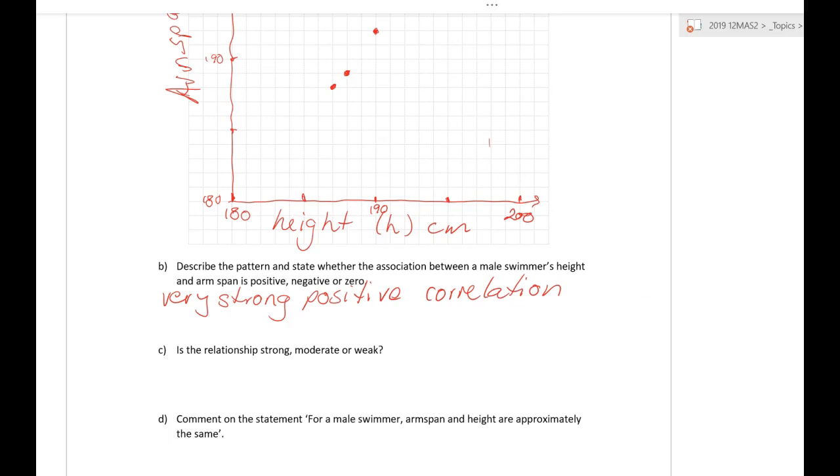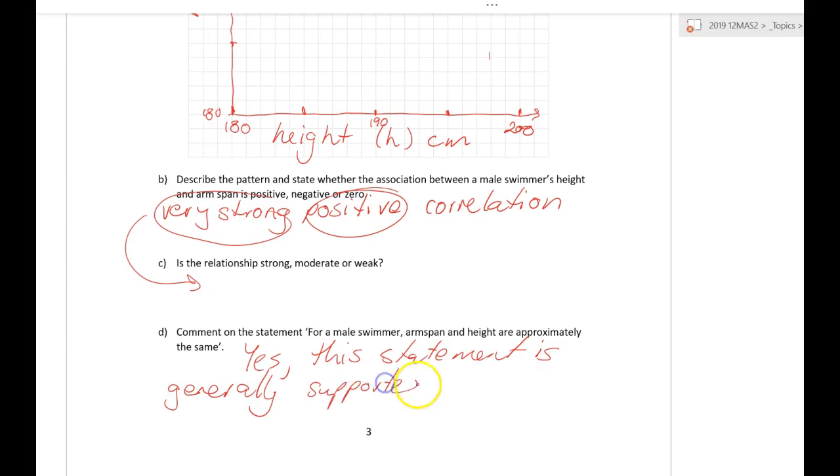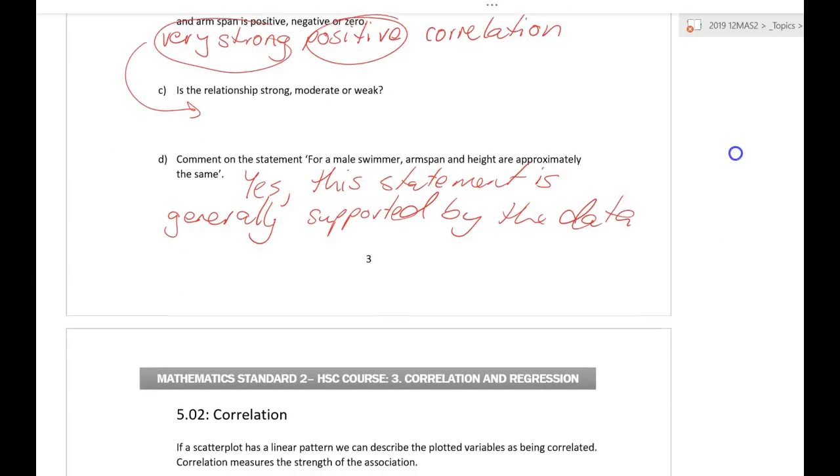Is the relationship strong, moderate, or weak? Oh, sorry. Well, this is positive. I would say it's very strong. Should read the questions that I wrote before I answer them. But anyway, comment on the statement. For a male swimmer, arm span and height are approximately the same. Yes. This statement is supported generally by the data. That'll do. Not a great answer, but frankly, not a great question.